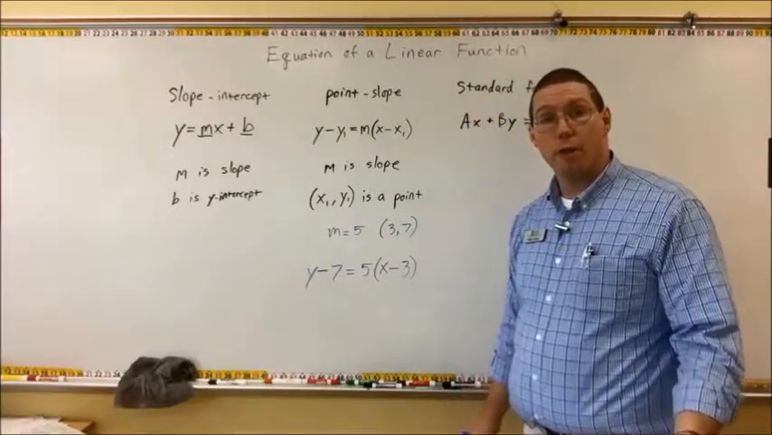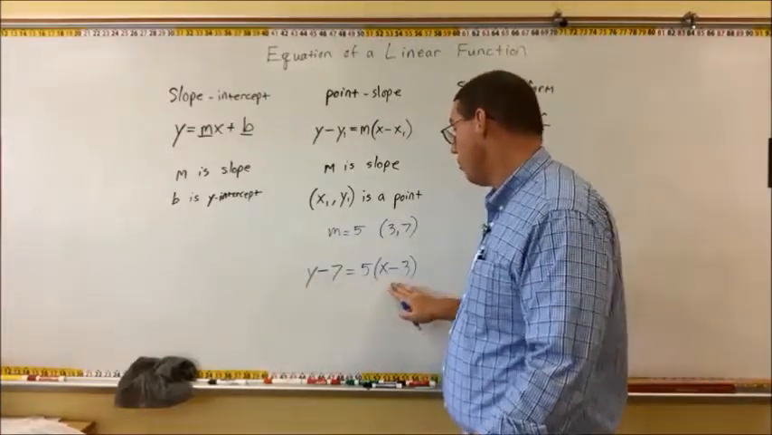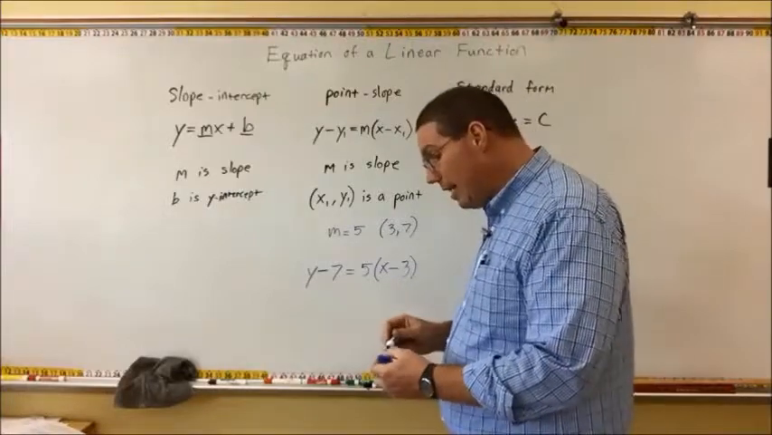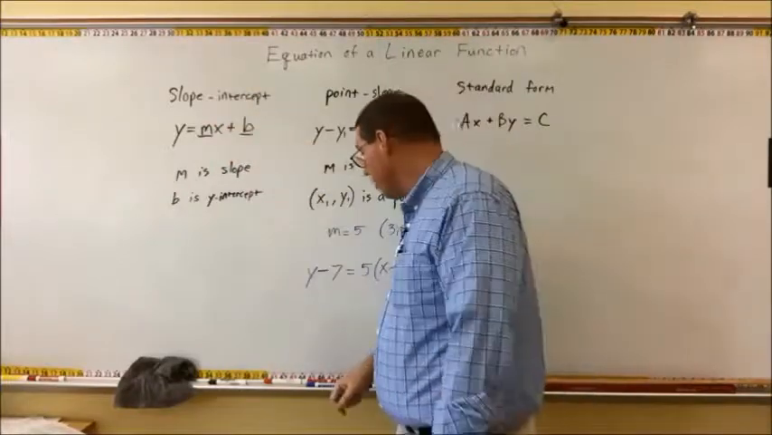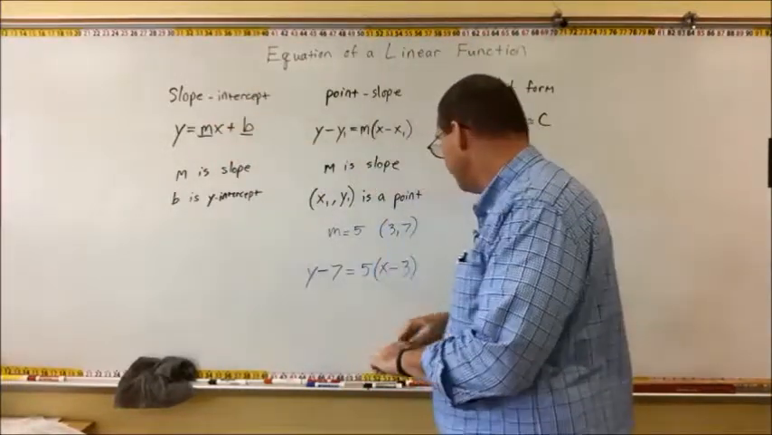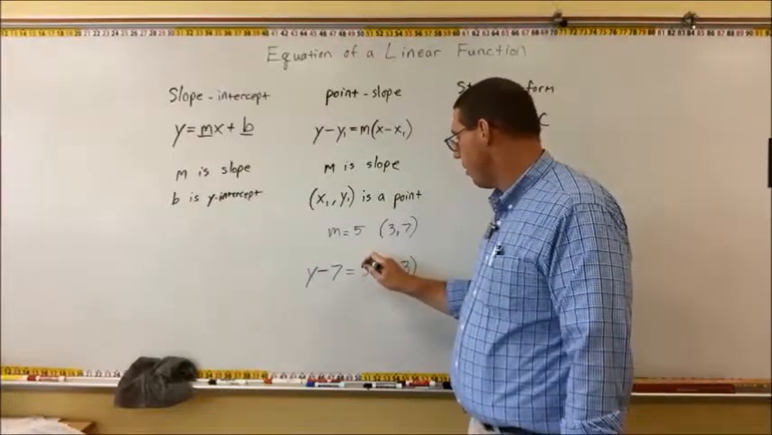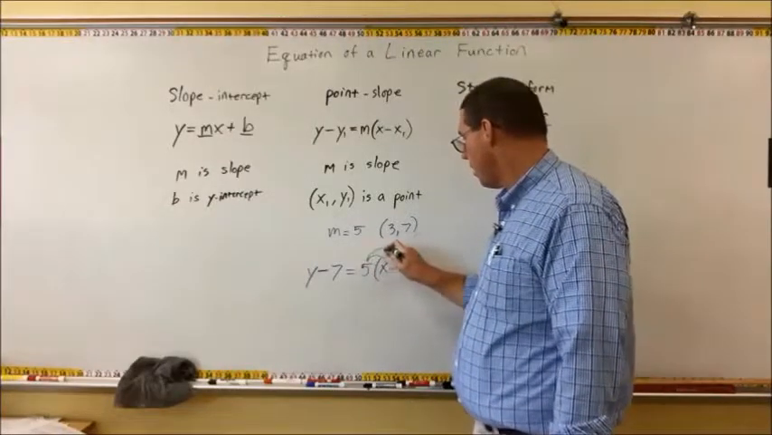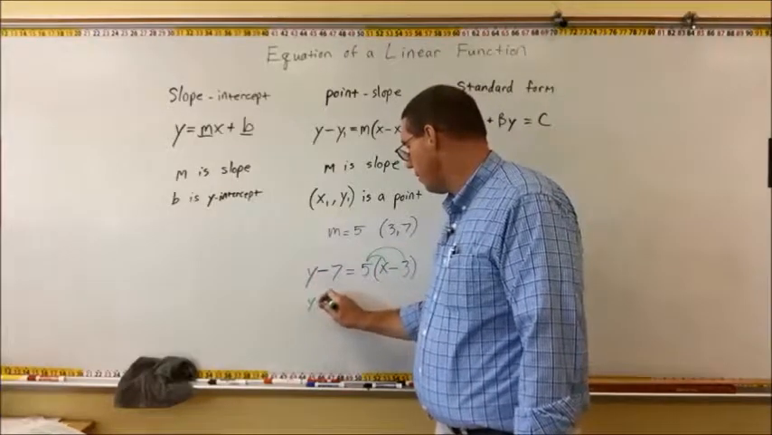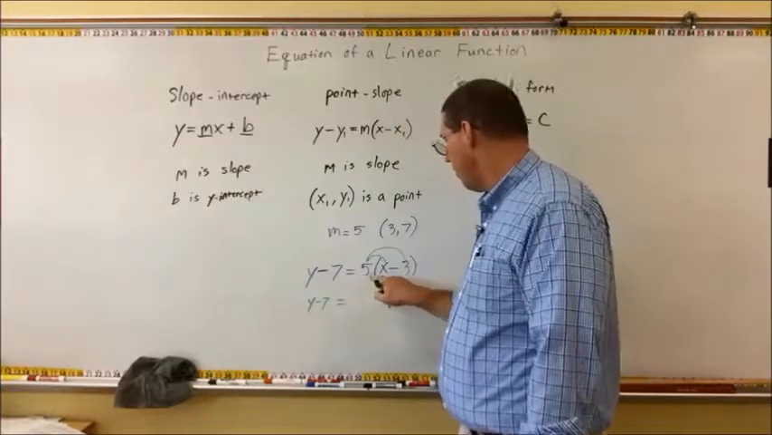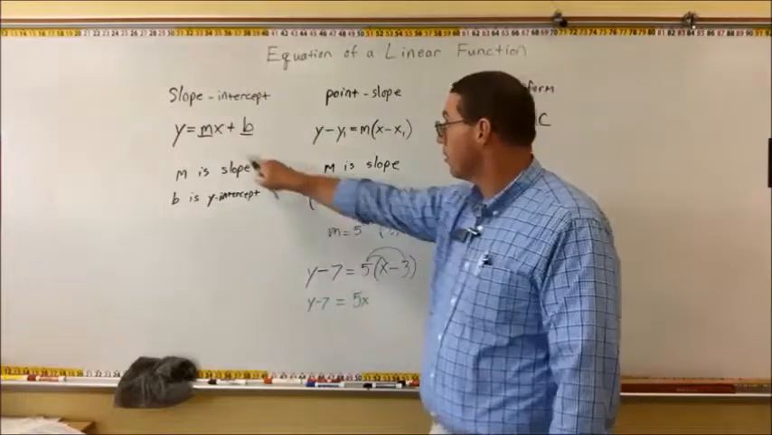Now here's the cool thing. You can take the point-slope form of a line and turn it into the slope-intercept form of a line by doing some algebra. Let's do some algebra. The first thing you're going to do is distribute this number, the slope, inside these parentheses. And so we're going to just carry down the y minus 7 equals 5 times x is 5x. There's our slope. Look, there's our mx.